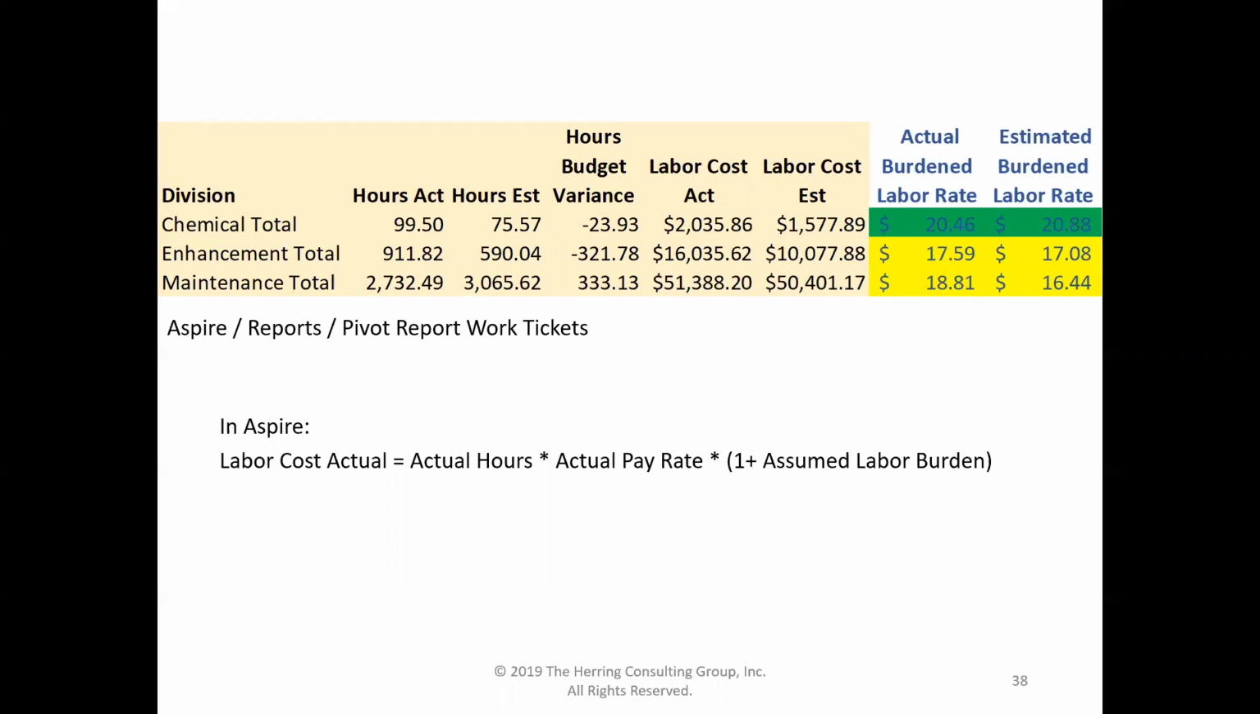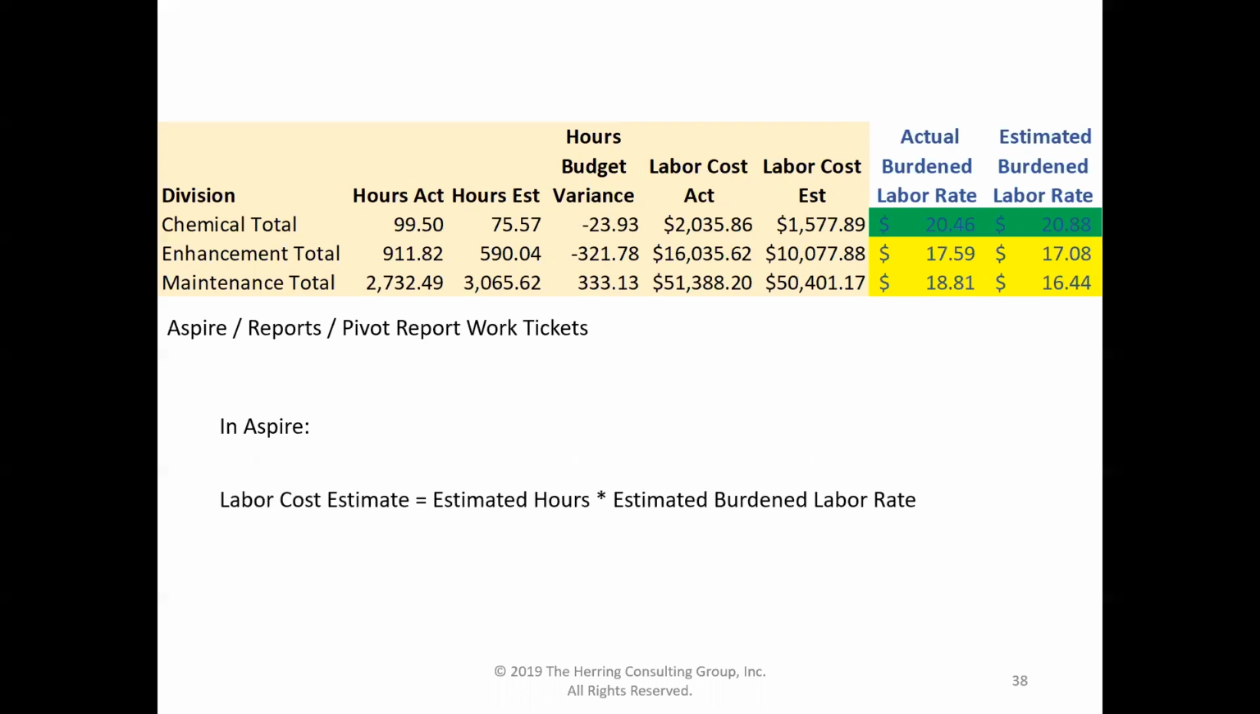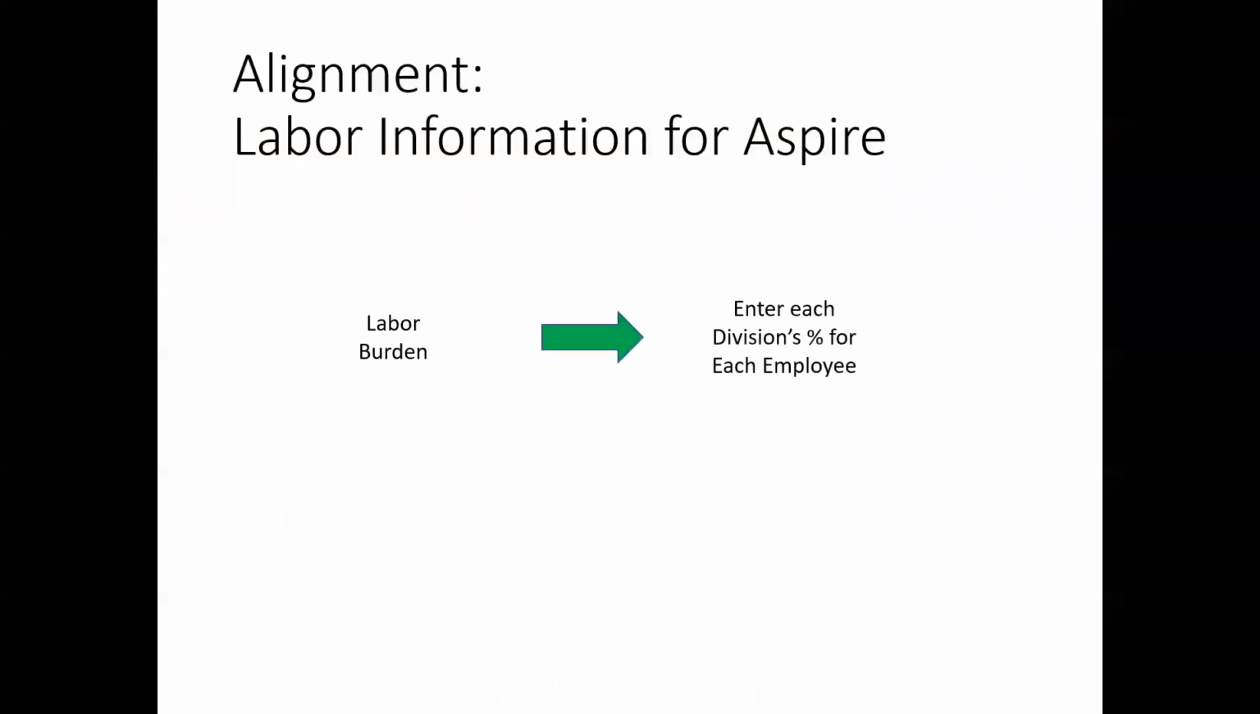Okay, and then the labor cost estimate. So those dollars up above are your estimated hours times your estimated burden labor rate, which is in the managed items section of the administrative panel. And I'll show you that icon just so you know what it looks like here in just a minute. But that's what labor estimate is. All right. So you take that labor burden rate that we're going to calculate here in a minute, and you enter that for each division.